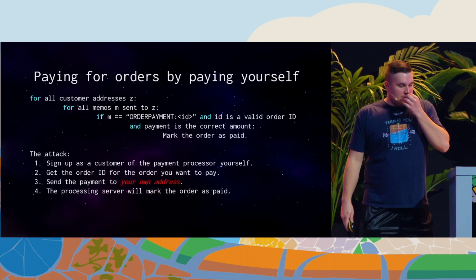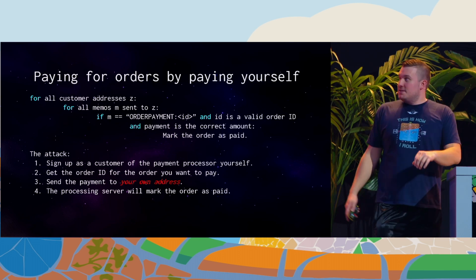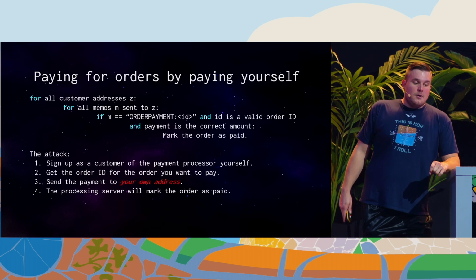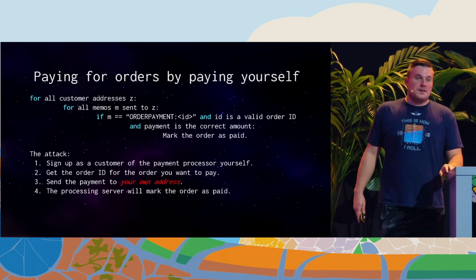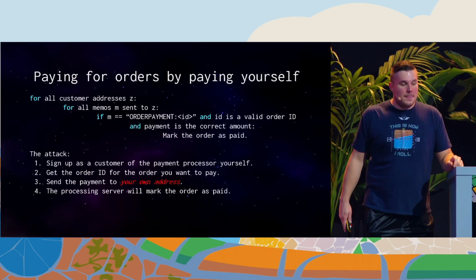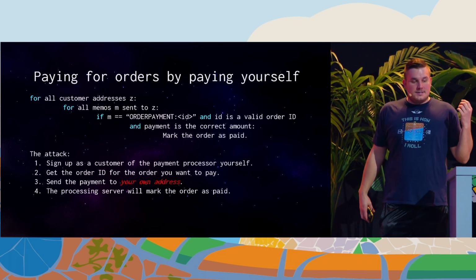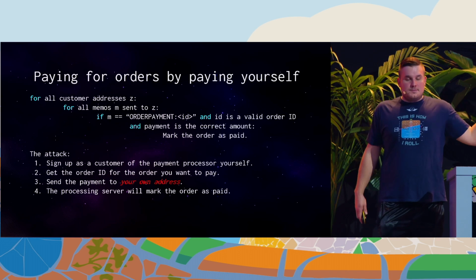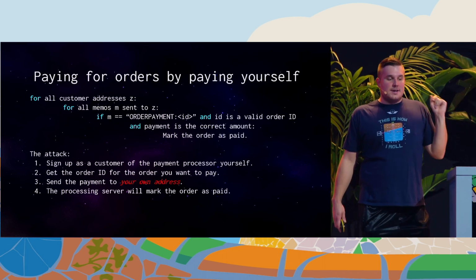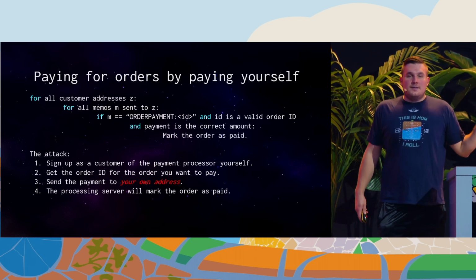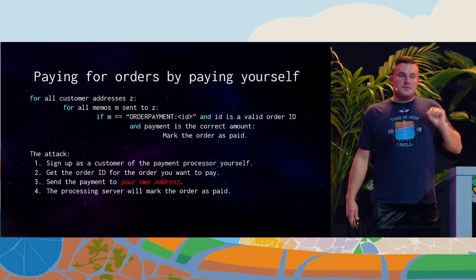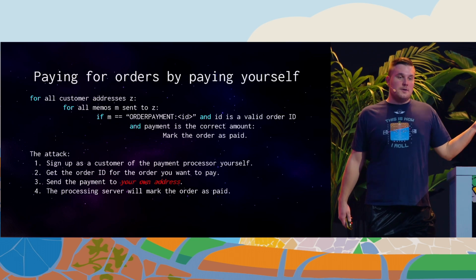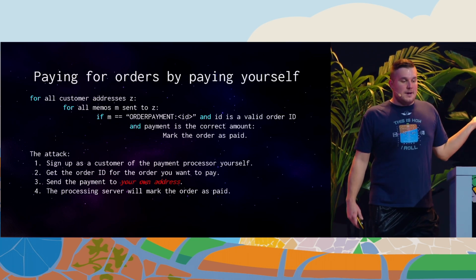Another neat bug was a payment processing service let you pay for orders by actually sending the money to yourself, so you could get things for free. That's because the way it processed orders, it would look at all of its customers' addresses, all of the memos sent to those addresses, and find the order IDs in the memos. And it would check, is the payment enough to pay the order? And if so, it'd mark the order as paid.